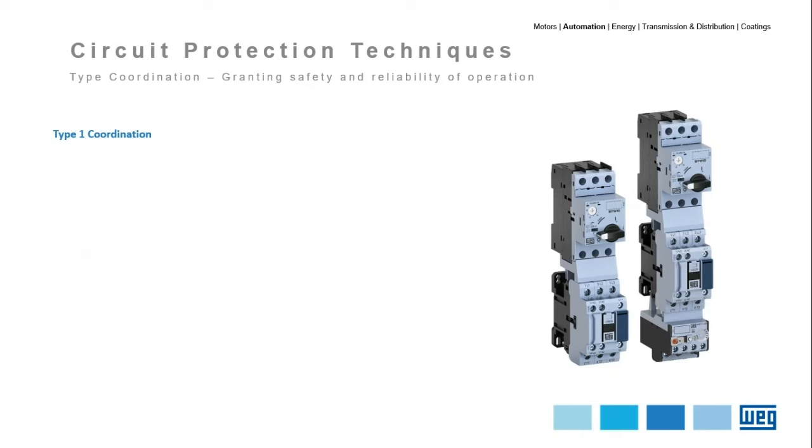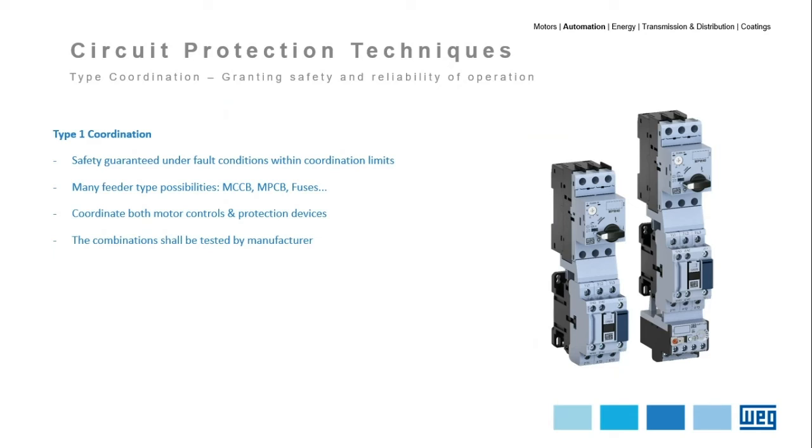Coordination type 1. Due to its lower component cost, this is the most frequently used solution. In a coordination type 1, under a short circuit condition, the contactor or starter must not present any danger to personnel or installations and must not be able to resume operation without repair or replacement of parts. In other words, safety is guaranteed. However, the service continuity is not. Circuits having such coordination shall also demand a more skilled maintenance personnel.